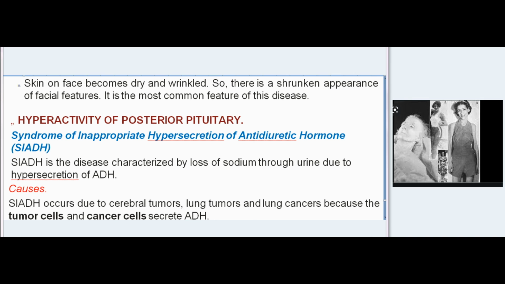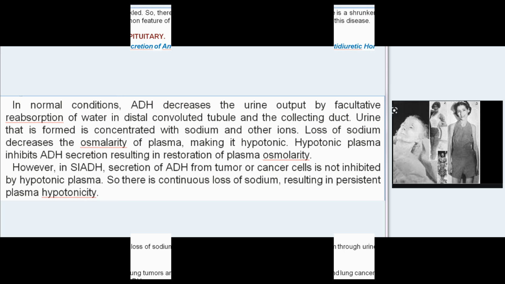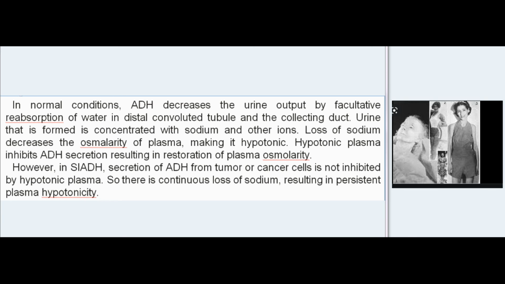Hyperactivity of posterior pituitary. Syndrome of inappropriate hypersecretion of antidiuretic hormone, SIAD. SIAD is the disease characterized by loss of sodium through urine due to hypersecretion of ADH. Causes. SIAD occurs due to cerebral tumors and lung cancers because the tumor cells and cancer cells secrete ADH. In normal conditions, ADH decreases the urine output by facultative reabsorption of water in distal convoluted tubule and the collecting duct. Urine that is formed is concentrated with sodium and other ions.